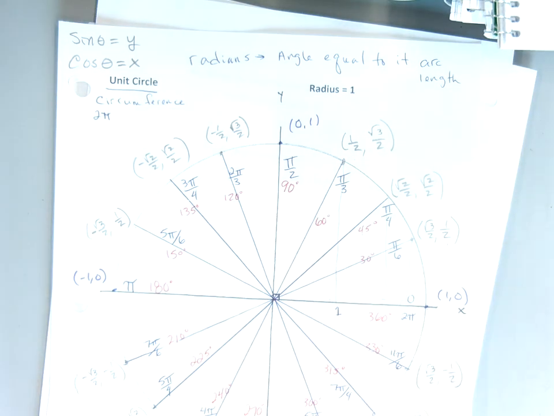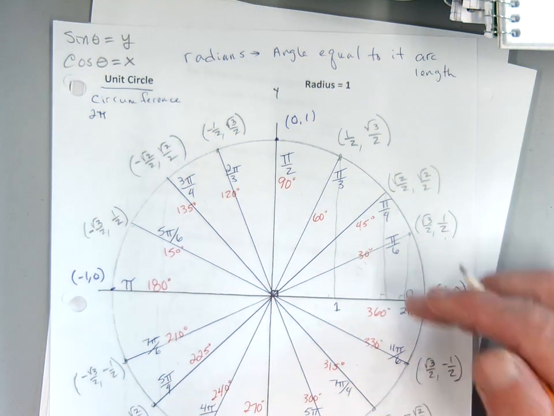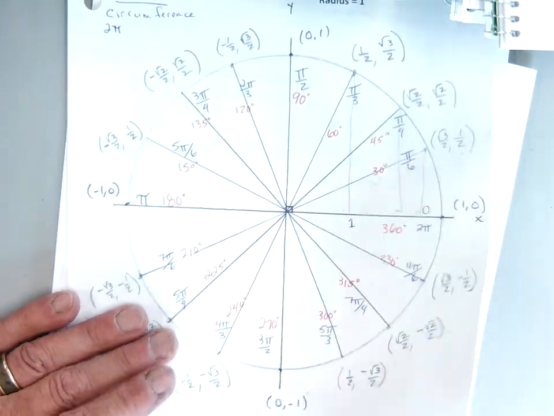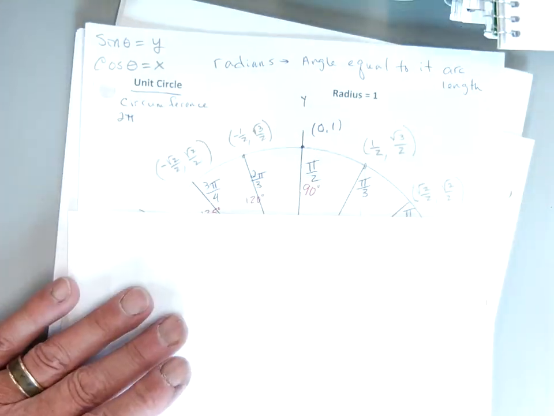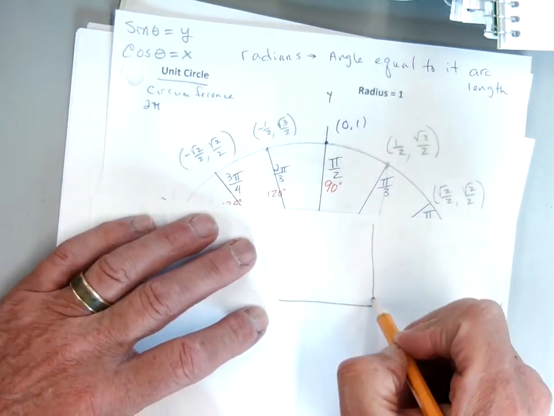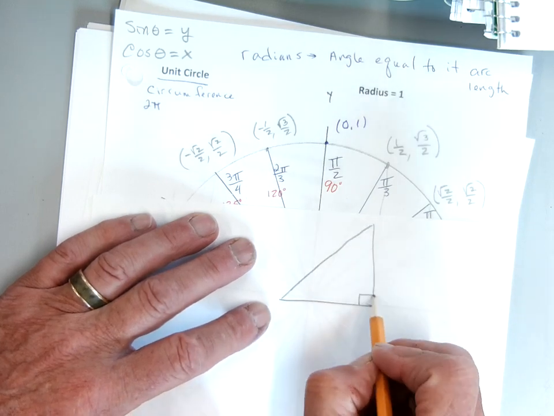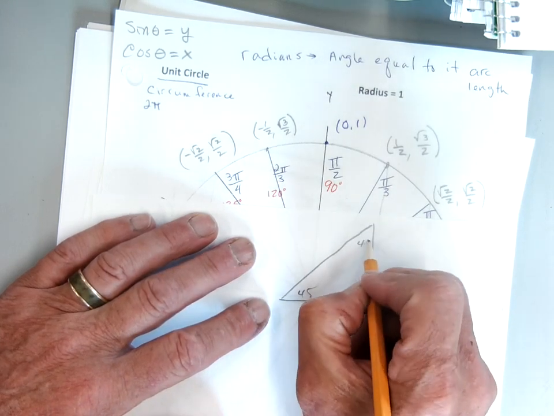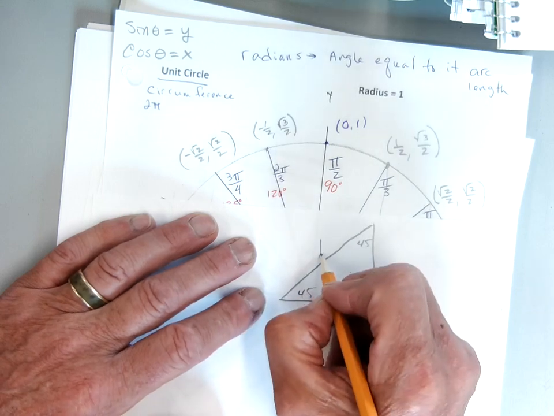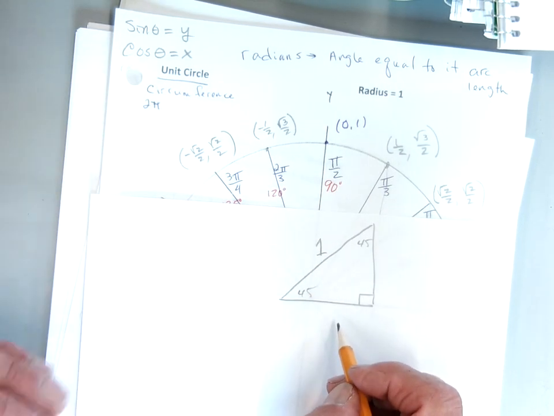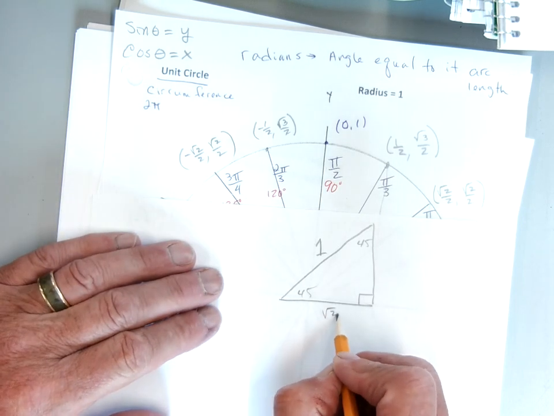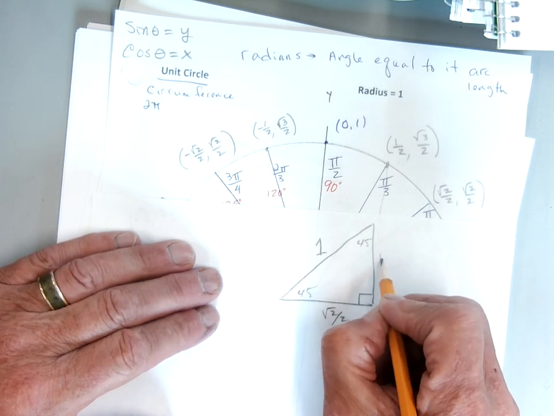The first special right triangle I want to look at is the 45, 45, 90. Do this on a separate sheet of paper. If you drew a 45, 45, 90 triangle, we know that it is half a square, right? 45, 45, and the radius is 1. Well, from our special triangles that we learned in geometry, this side is the square root of 2 over 2, and this side is also the square root of 2 over 2.